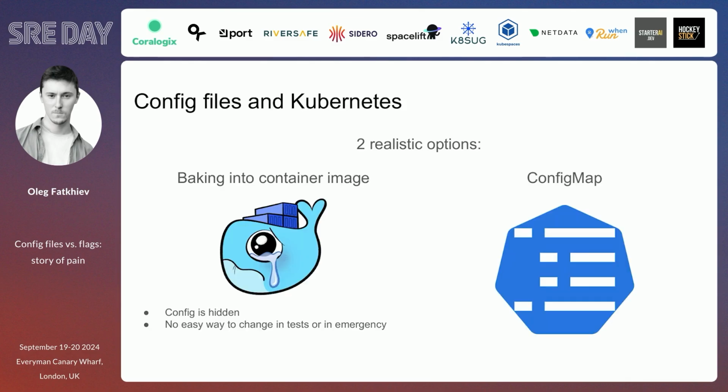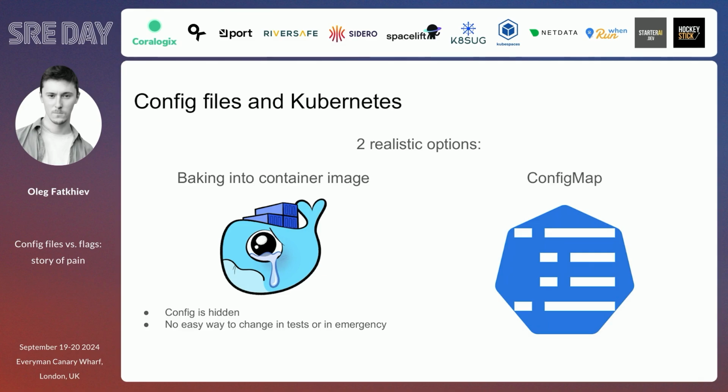A little about config files and Kubernetes. When we want to run an application that uses a config file in Kubernetes, we have two realistic options. One is baking it into a container image, which is a terrible idea in general because you're not going to be able to change it. Really not going to be able to see it in most cases unless you attach a debug container to your container. So yeah, we're not going to discuss this option.